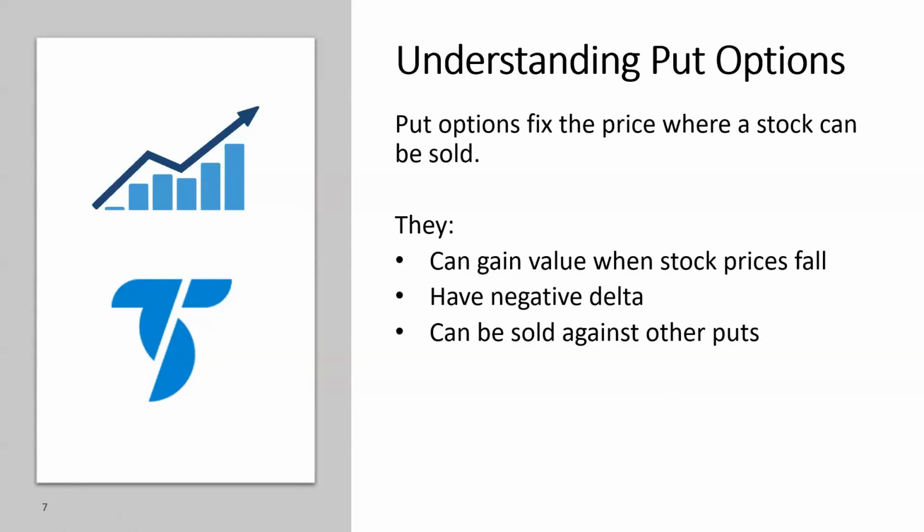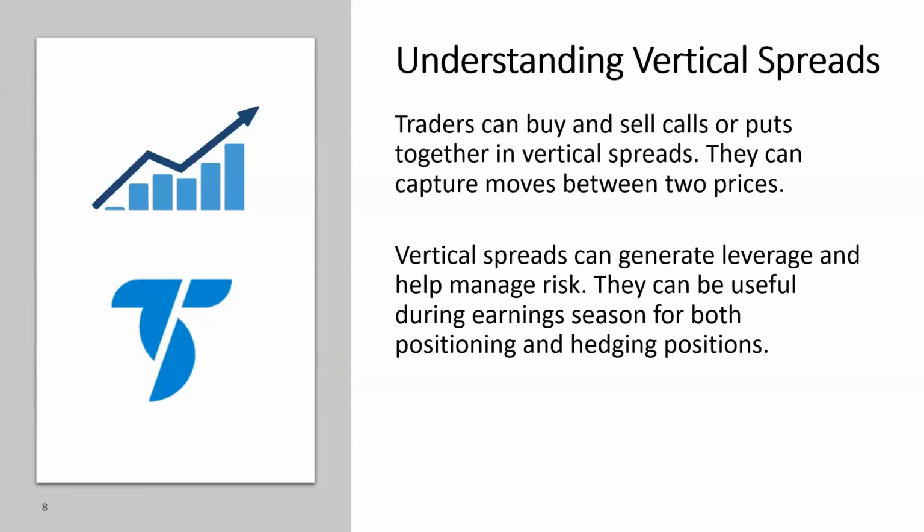The next thing are puts. Put options fix the price where you can sell a stock. They gain value when prices fall. They have a negative delta, which means if the price of the stock goes down, then the price of the puts goes up, and they can be sold against other puts. So calls can be sold against stock or against other calls, and puts can be sold against other puts, which is important because it's some of the things we're going to look at. There's a thing called vertical spreads, and that's when a person buys a call near the money and sells a call farther away from the money.